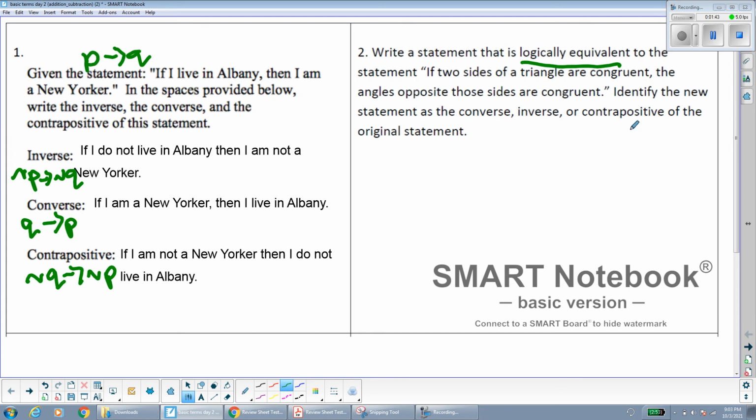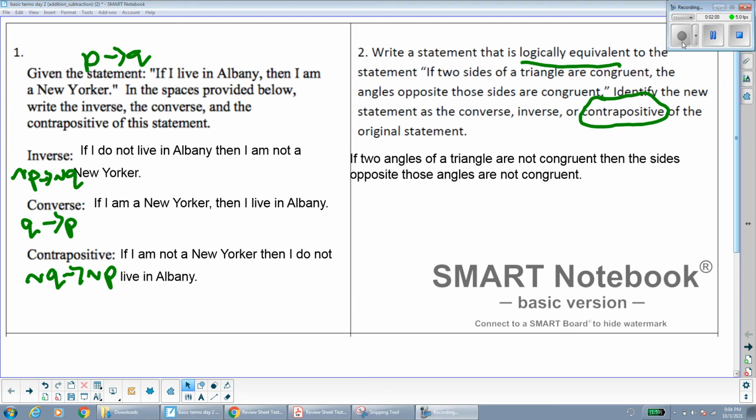You might remember from class that the contrapositive is always logically equivalent to the original conditional. That means that whatever the truth value of the original conditional is, whether it's true or false, the contrapositive will have that same truth value. Remember that the contrapositive is when you both switch the order of the hypothesis and conclusion, and you negate both of them as well. So here I have one example of the contrapositive.